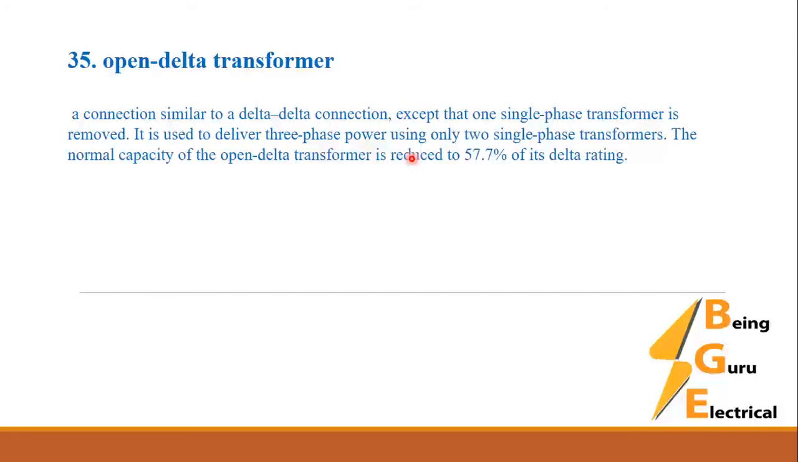Then we have open delta transformer, a connection similar to delta-delta connection except that one single-phase transformer is removed. It is used to deliver three-phase power using only two single-phase transformers. The normal capacity of the open delta transformer is reduced to 57.7% of its delta rating. So in open delta transformer, we remove one single-phase transformer and take only two single-phase transformers. In this case, our rating is reduced to 57.7%, and it is similar to the delta-delta connection.